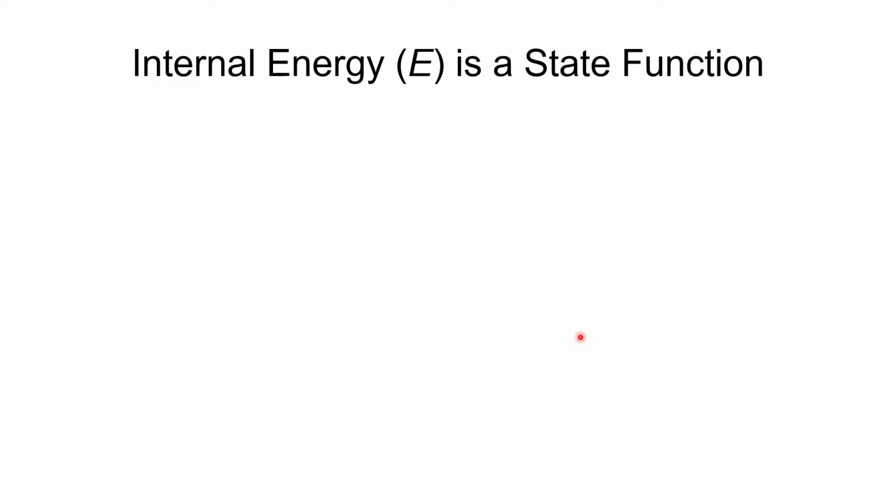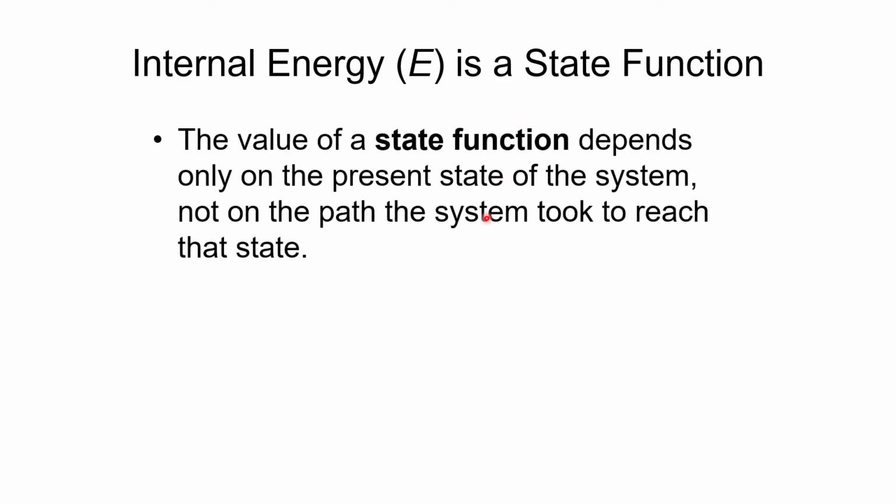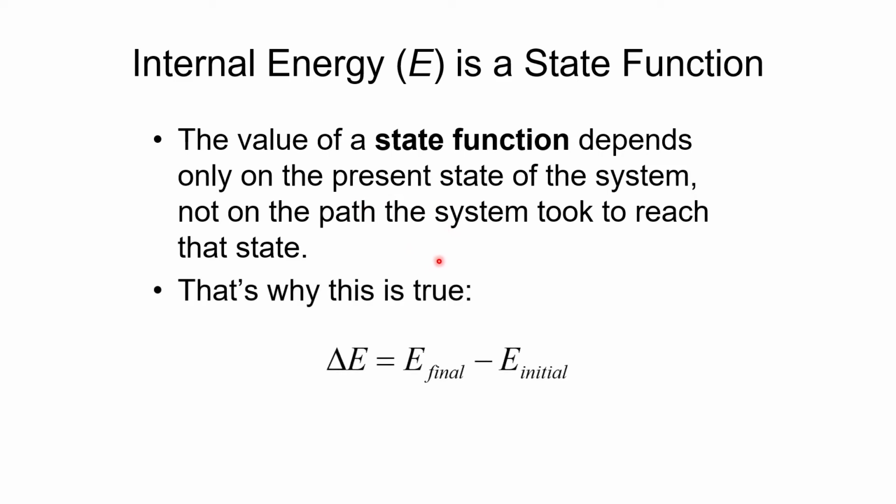All right, and then finally, we want to look at the concept that internal energy, E, is a state function. It is a state function. We'll find that the value of a state function depends only on the present state of the system, not on the path that the system took to reach that state. And that's why this is true, that the change in internal energy is equal to final minus initial. So for state functions, if you want to figure out what the change in a state function is, you just look at where did it start, where did it end, what's the difference, and that's a state function.